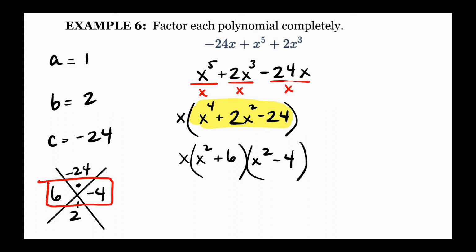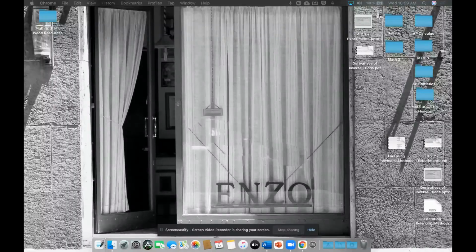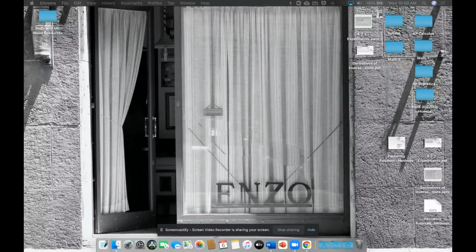And then I go, a times c makes negative 24, add up to be b, 6 and negative 4. Moved everything back, and that's where I stopped. Don't need to do bottoms up.